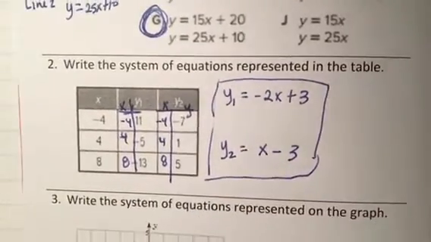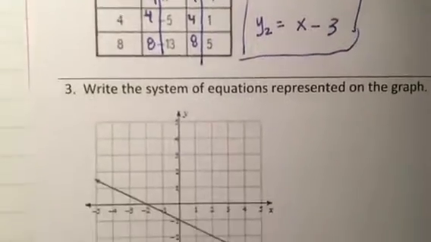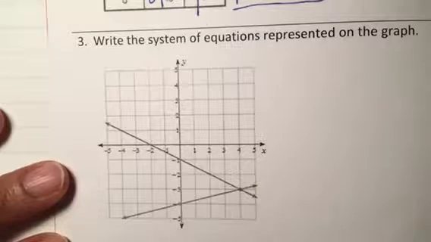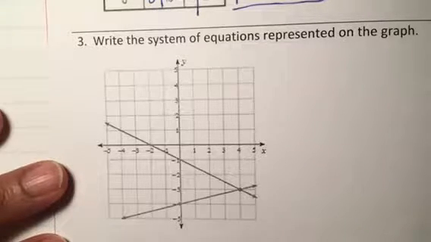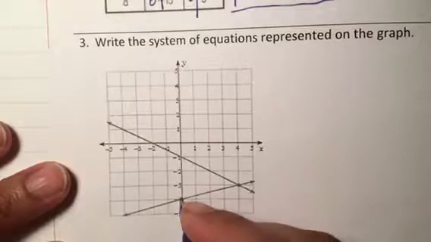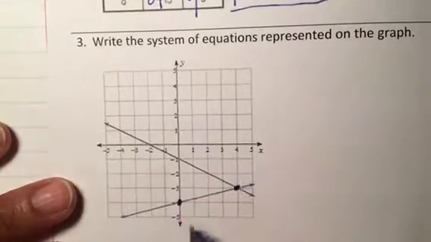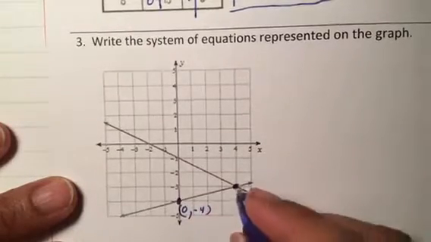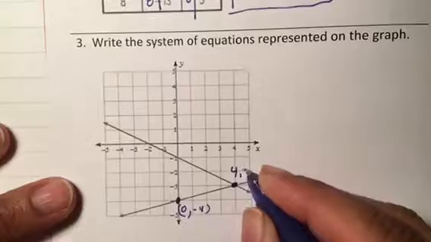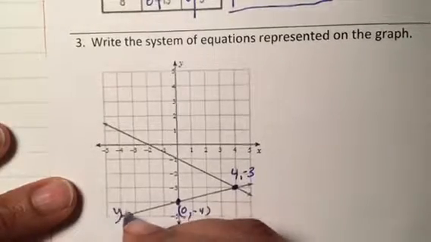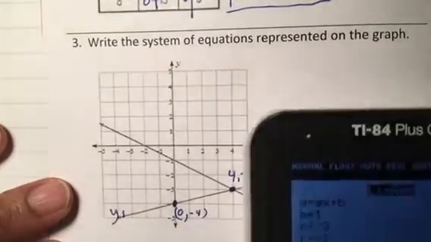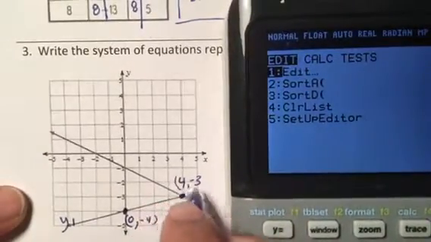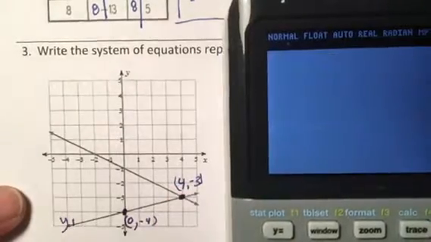Okay, so let's look at the last one. Number 3. This one's really different just because it looks different. And it doesn't give you the points right away. So you can actually still use stat on this. You should know that this point is 0, -4, and this point right here is 4, -3. So we're going to call this one y1. So I'm going to go back to stat again, and I'm going to type in these two ordered pairs.